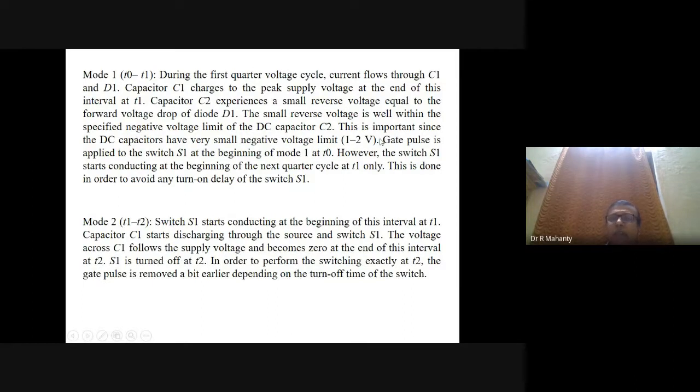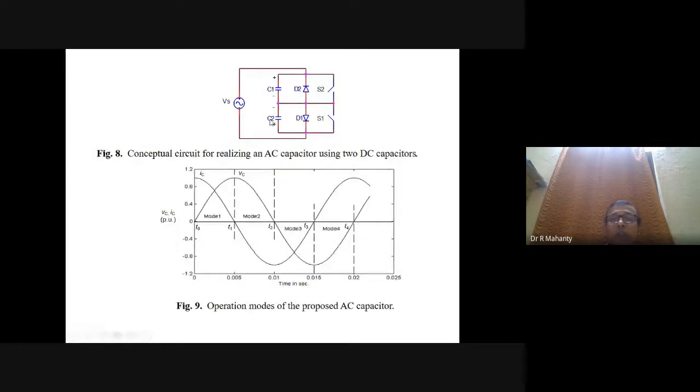Okay, and gate pulse is applied to S1 at the beginning of this mode. But this S1 will only be turned on at T1. This is done to avoid any false turning on of the switch S1. And when this S1 is turned on, what will happen? This capacitor C1, which was charged to the maximum of the supply voltage, now starts discharging. And by the end of this mode, at T2, the capacitor is completely discharged.